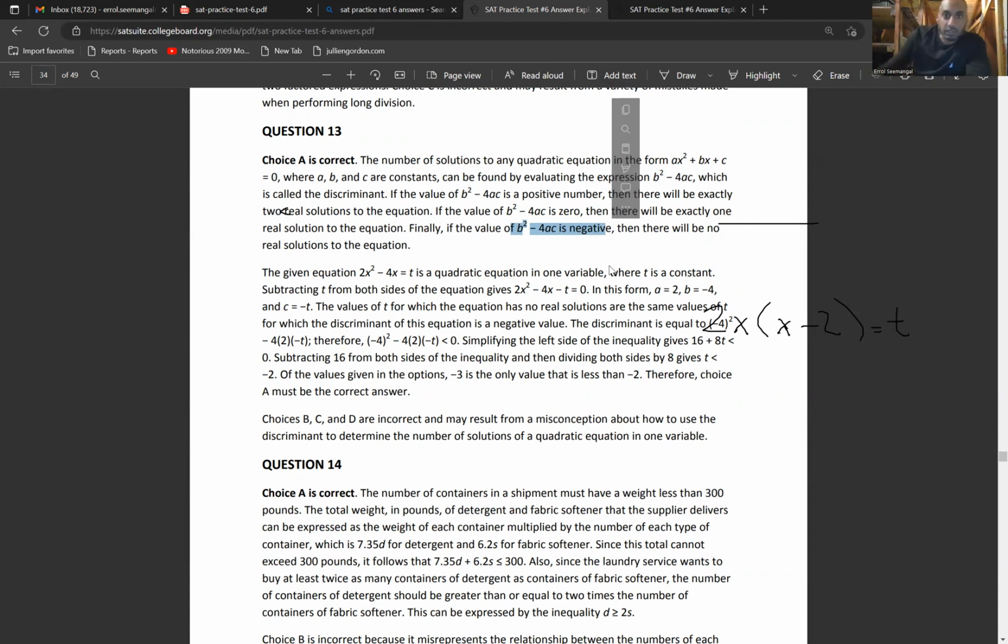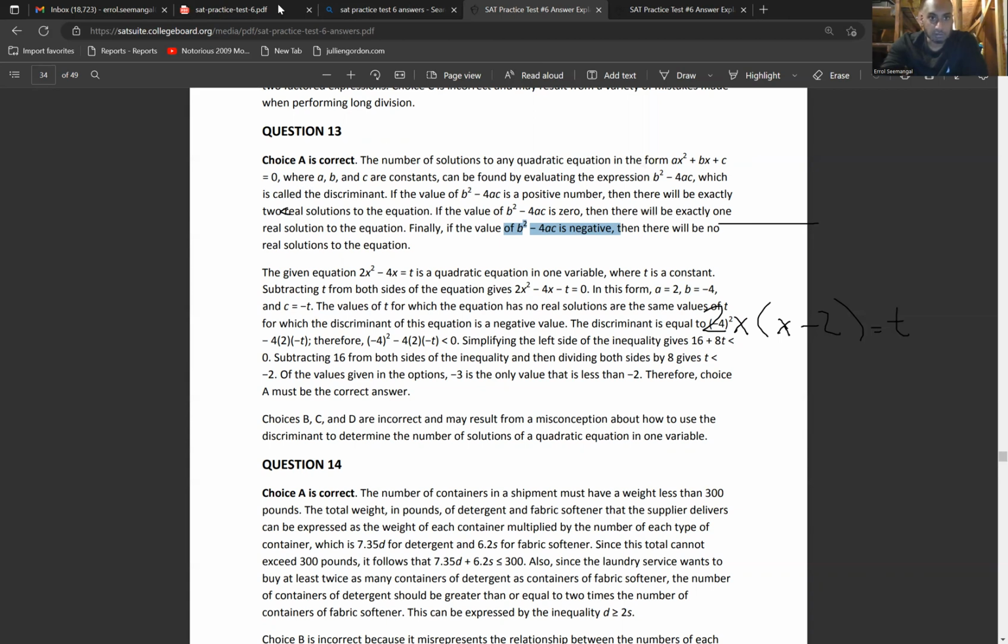So, okay, they take it all to one side like we did. Then A is 2. Now they're just looking at coefficients. A is 2, B is -4, and C is -t. So they plug those into this right here, and it has to be negative. So now you take those 4 potential answers and plug them into this right here, and the answer has to be negative. So that works out to be which one?